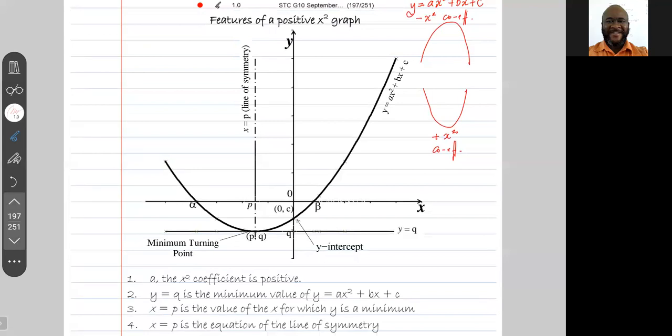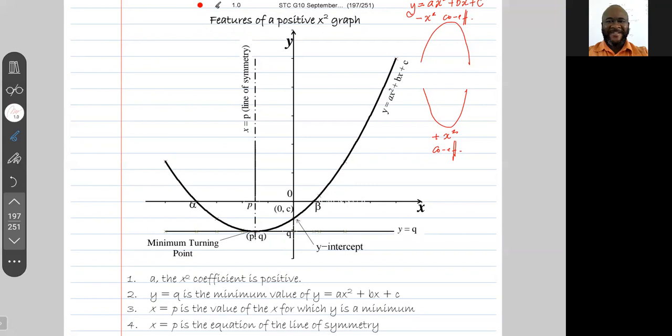y is equal to q is the minimum value of y is equal to ax squared plus bx plus c. Guys, every point on your graph has a what? Every point on your graph has a coordinate. And a coordinate has what? An x value and a y value. You always have an x coordinate and a y coordinate.